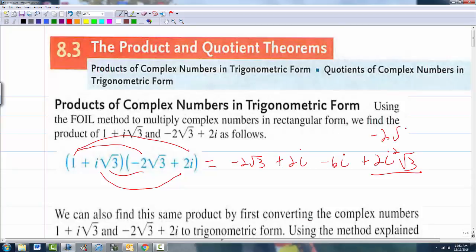Negative 2 root 3. What's negative 2 root 3 and negative 2 root 3? Oh. Negative 4 root 6? Root 3. It's like a like term. It's like an x. And then what's 2i minus 6i? Negative 4i. So we foiled.